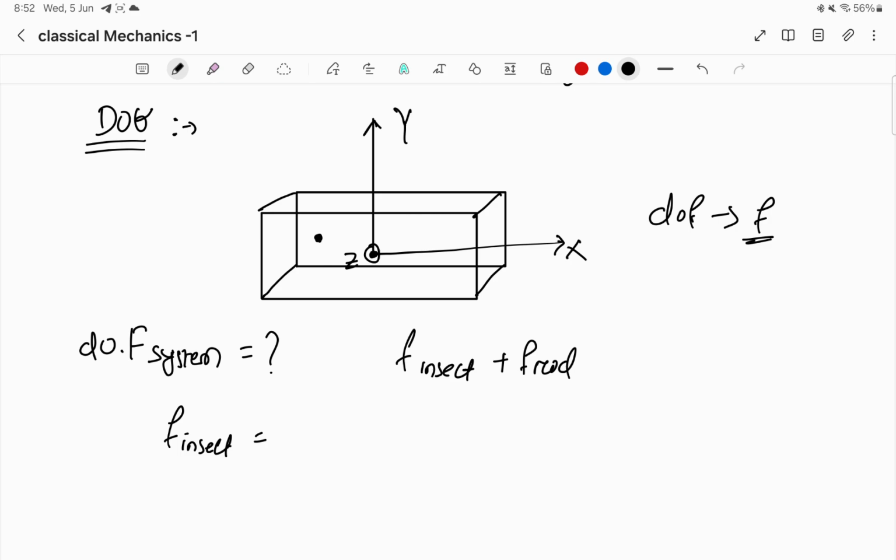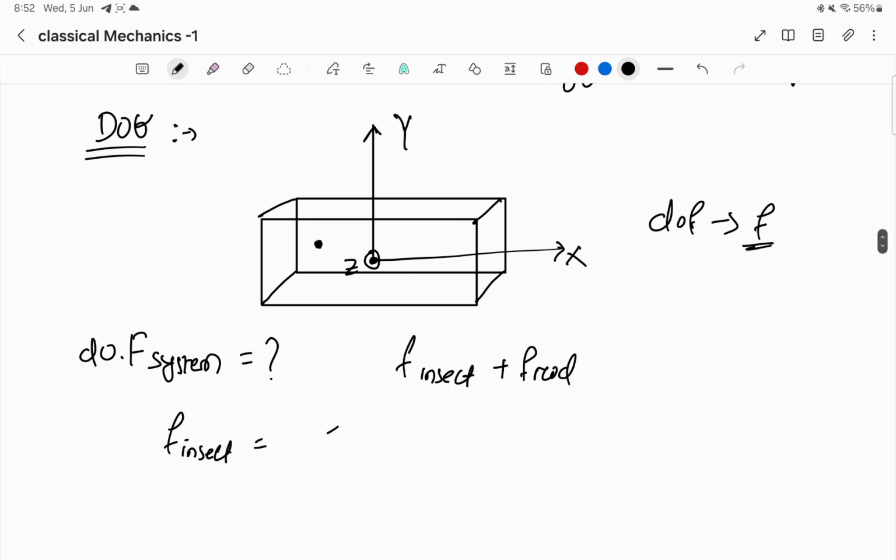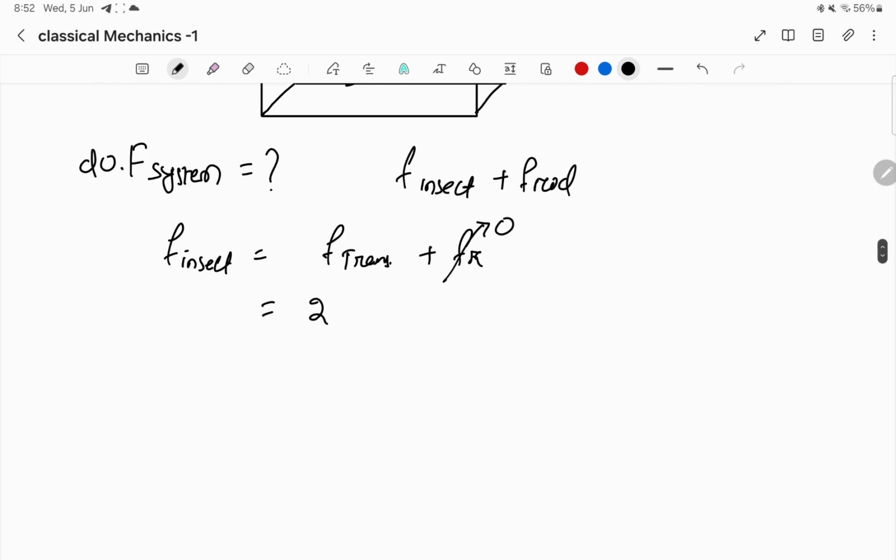My degrees of freedom is the translational degrees of freedom plus the rotational degrees of freedom, if the insect has any. But here rotational degrees of freedom is 0, so we can neglect this. The translational degrees of freedom is 2, so I can say the degrees of freedom of the insect is 2.